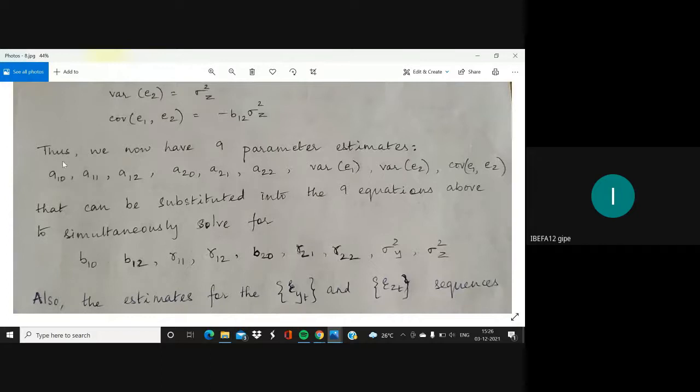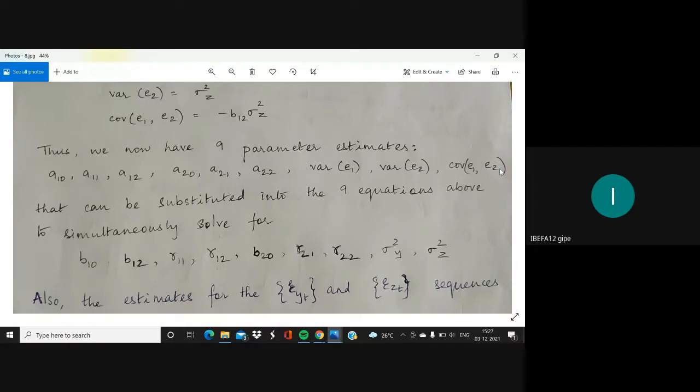Okay. So now because of this, we now have 9 parameter estimates. You have the two intercept terms, then the coefficients associated with your predetermined variables or the lagged variables, then variance E1, E2 and covariance E1 and E2. So there are now 9 parameter estimates from your VAR model in the standard form.